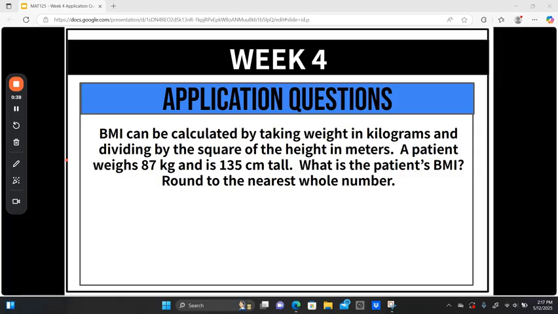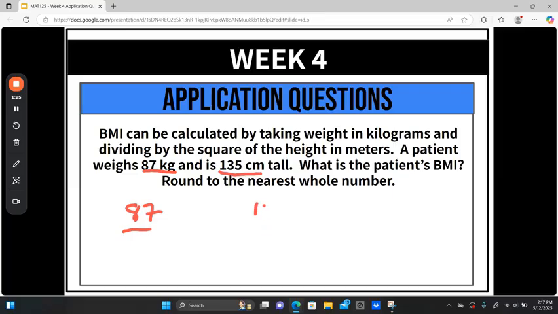Alrighty, so let's get ourselves set up here. We need to take the weight in kilograms and divide by the square of the height in meters. So what is our weight in kilograms? Well, we know that this person weighs 87 kilograms, so we're going to put that on the top. And then we're going to take the square of the height in meters and put it on the bottom. But there's something tricky happening here. They gave us the height in centimeters.